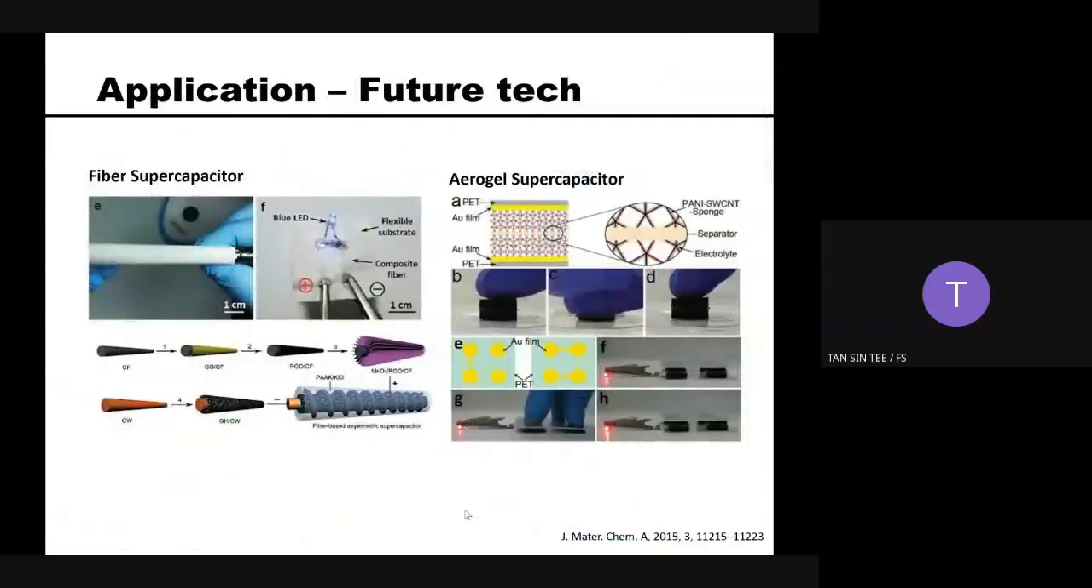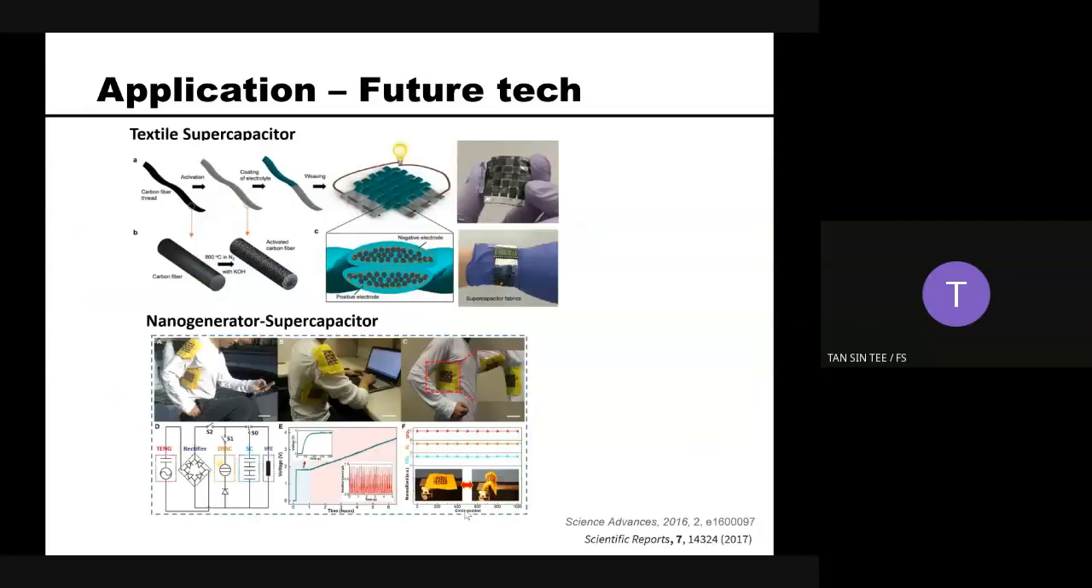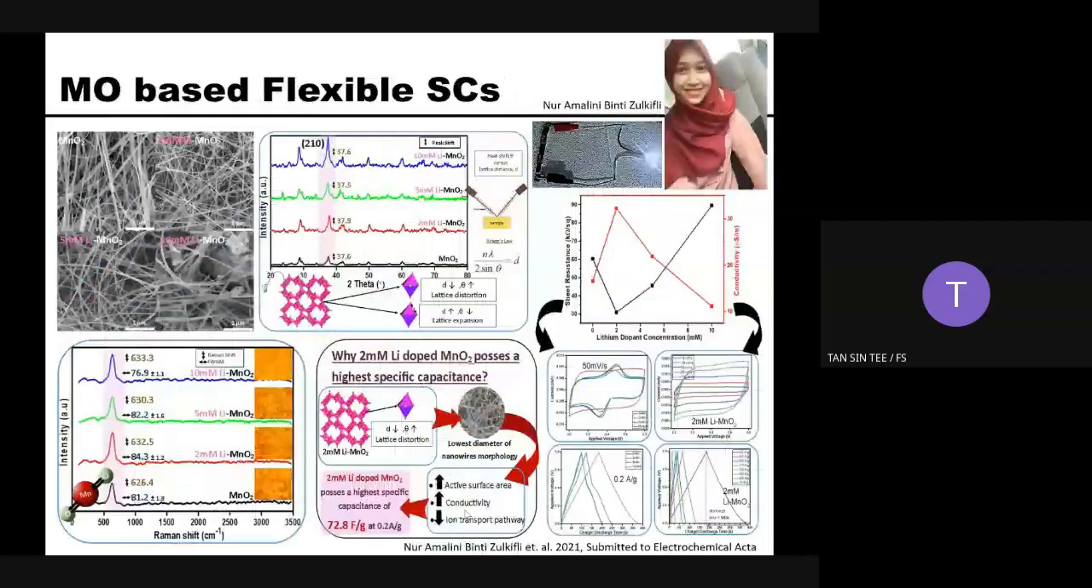So here are some of the future perspectives of the supercapacitor. The first one is the fiber supercapacitor, which we are currently working on, collaborating with a group for this part. We also have the aerogel supercapacitor that we are working on with UKM, producing the aerogel from graphite material. There are also people working on textile supercapacitors by casting the supercapacitor on carbon cloth, like what my student is doing here, and connecting it to light up an LED bulb.